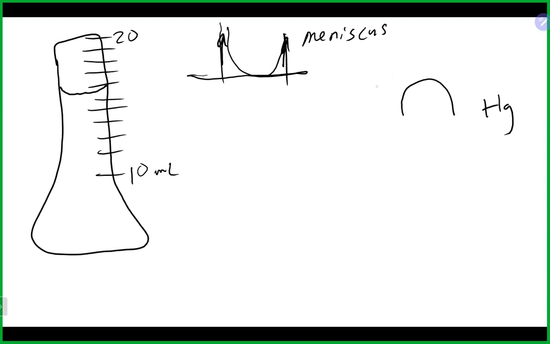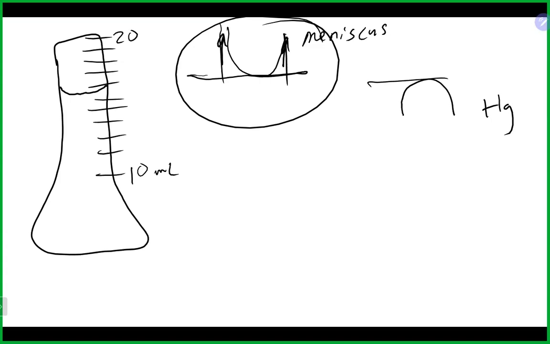In the case of mercury, you would actually read from the top of the meniscus because that's where the level would be. I would say almost 100% of the time, your meniscus is going to look kind of U-shaped, and you should always read from the bottom of the meniscus. Sometimes it'll be easier to see than others, depending on the piece of glassware that you use, and sometimes it can be relatively hard to see.